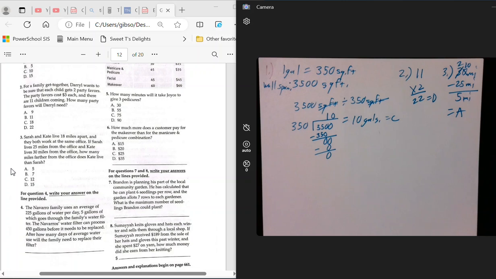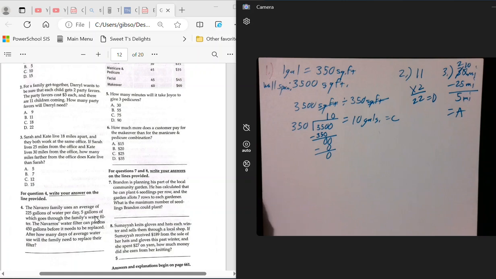Now number 4. It says for question 4, write your answer on the line provided. The Navarro family uses an average of 225 gallons of water per day, 5 gallons of which goes through the family's water filter. The Navarro's water filter can process 450 gallons before it needs to be replaced. After how many days of average water use will the family need to replace their filter? So they're asking, how can you determine how long the family will have their filter?